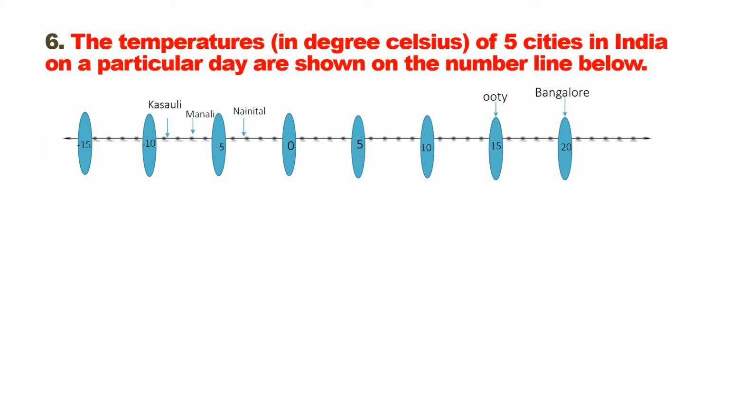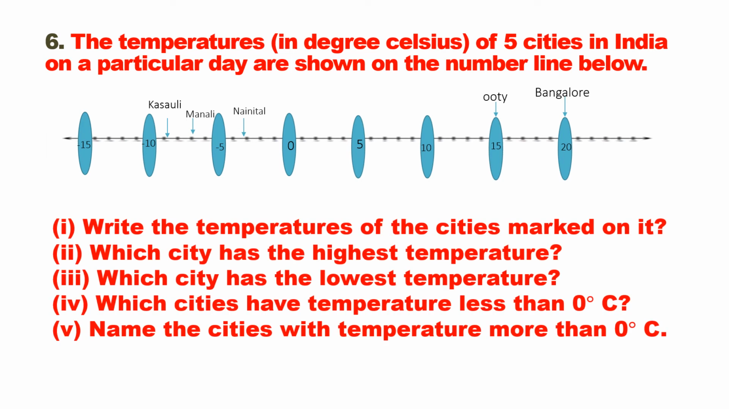So here the question he gave is to write the temperatures of the cities marked on it. Here he just marked Kasauli's temperature. We should write what the temperature is. Here -6, -7, -8, -9. So Kasauli's is -9. Similarly, you should write for Manali, Nainital, Ooty. When you see Ooty, 11, 12, 13, 14, 15. Already it is 15. Here also already mentioned 20. But here Nainital, -1, -2, -3. It is -3 degrees. Clear? You should write in that way.